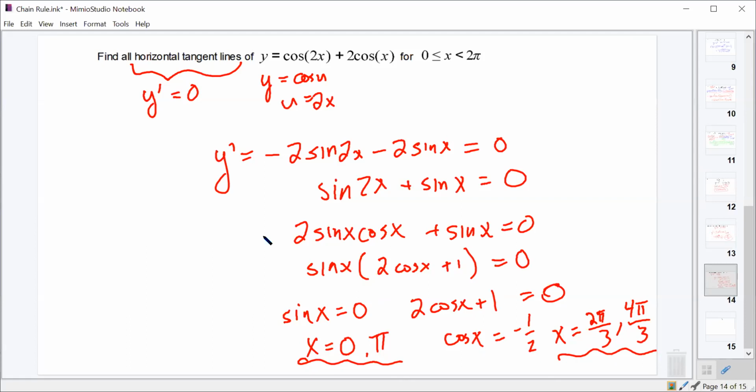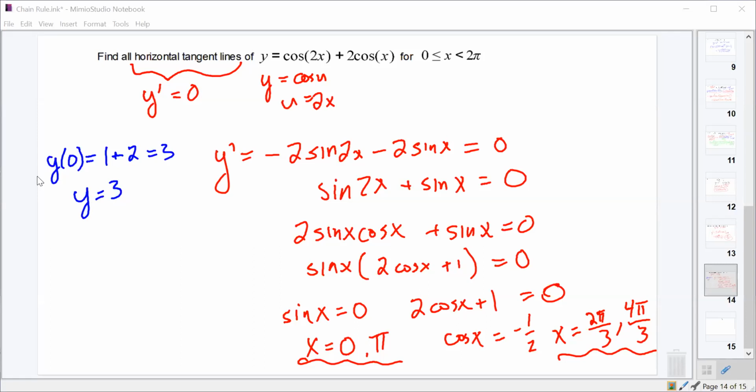No. What's the question asking us? What are the horizontal tangent lines? So horizontal lines have an equation of y equals something, right? So we need to figure out what happens if we plug in 0 for y of 0. That's cosine of 0, which is 1, plus 2 times the cosine of 0, which is also 1. So 1 plus 2 gives you 3. So y equals 3 is one.